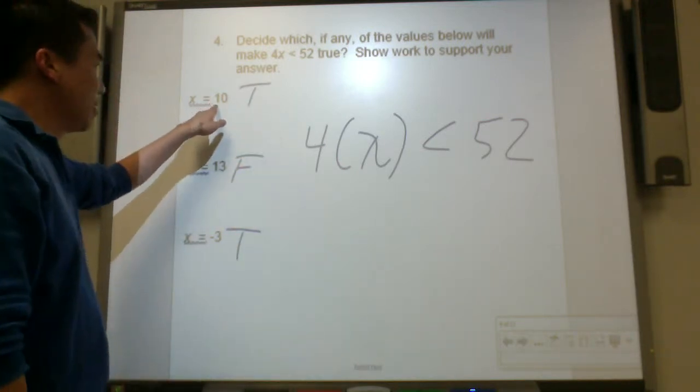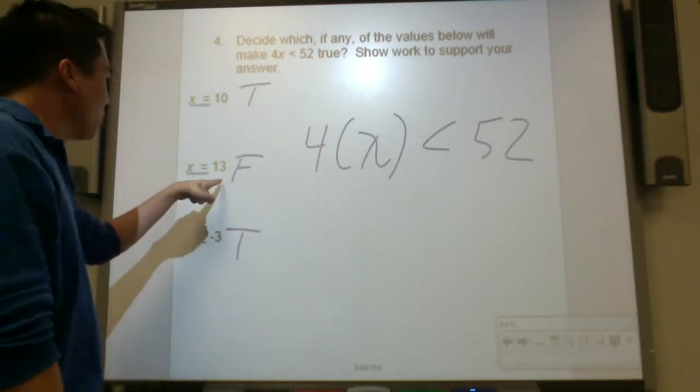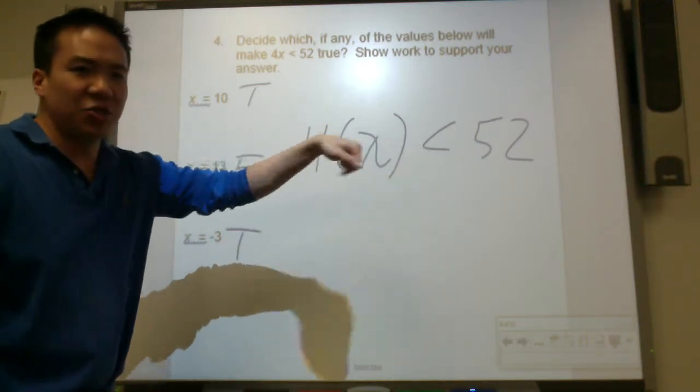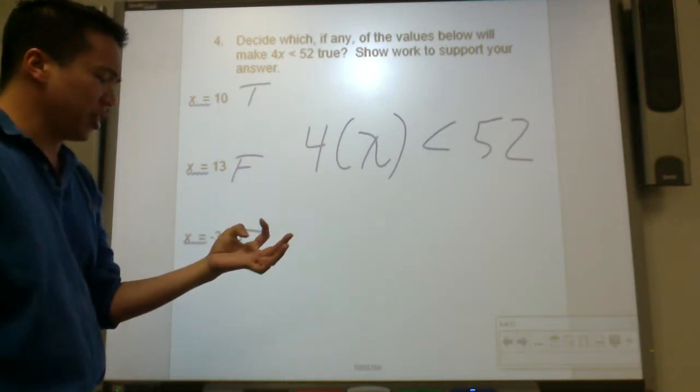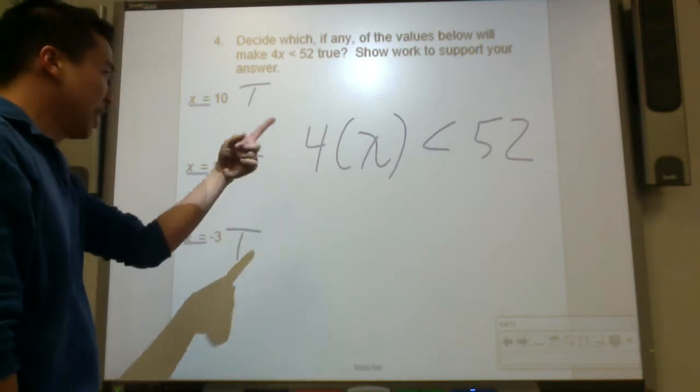What's 4 groups of 10? 40. That is less than 52. What's 4 groups of 13? 52 is less than 52? No, it cannot be the same number. What's 4 groups of negative 3? Negative 3, negative 3, negative 3, negative 3 is negative 12. Definitely less than 52.